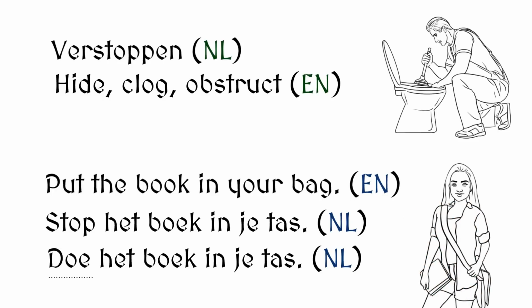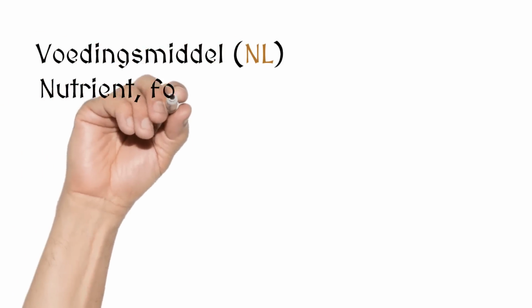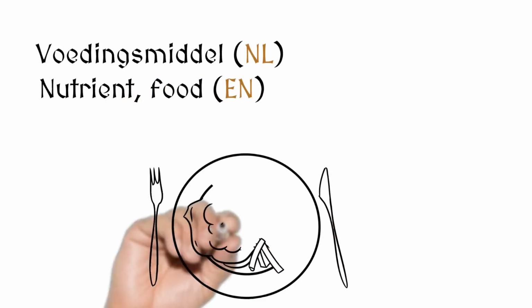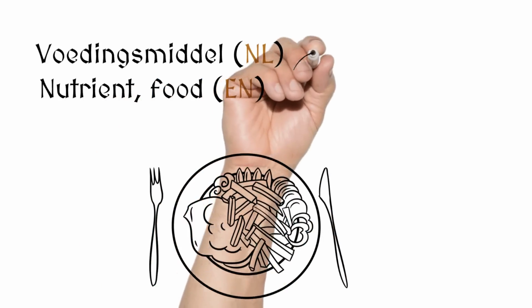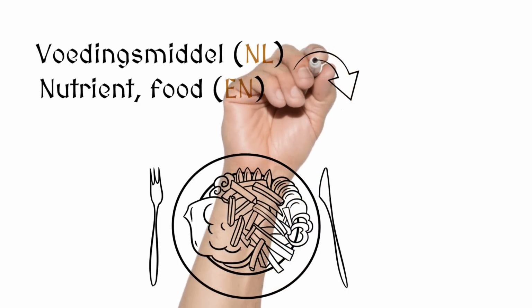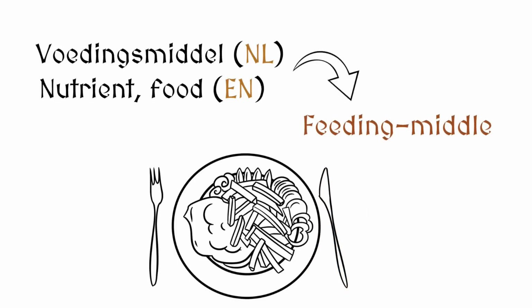They're always super handy. Voedingsmiddel. It means nutrient or nourishment. Voedings is cognate with the verb to feed, and middel with the English middle. So it all becomes feeding middle. Although middle has more the meaning of means, medium or resources in Dutch.